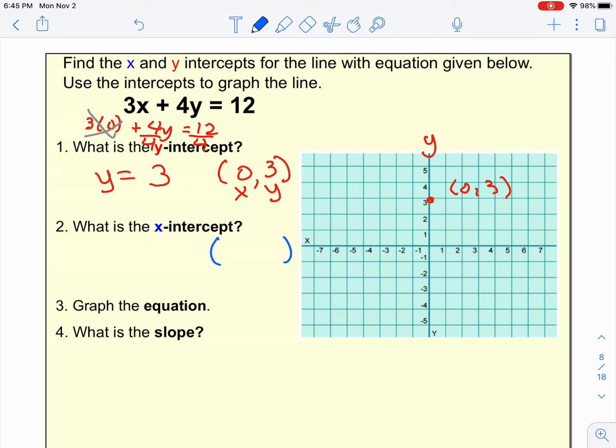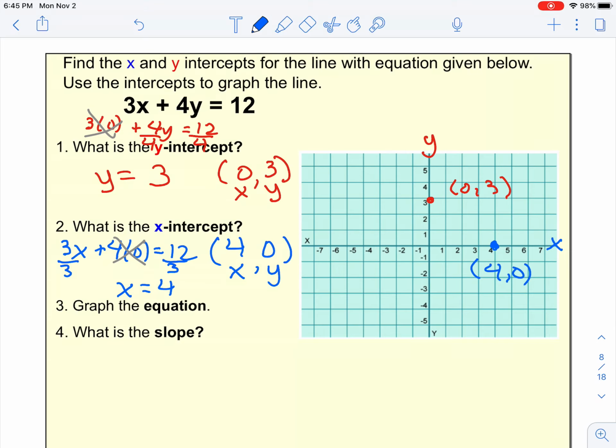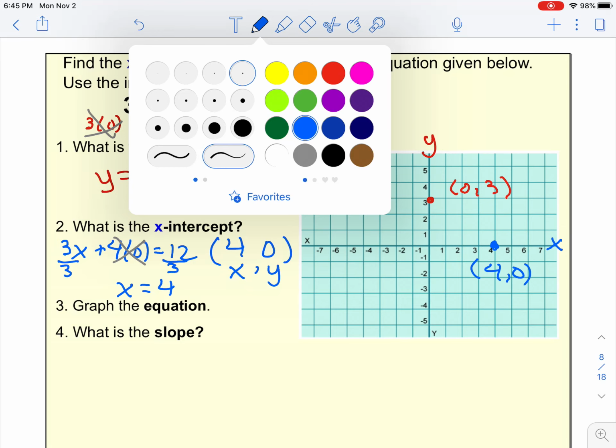So now let's do the same process to find the x-intercept. So again, for the x-intercept, I am finding the x when the y value is 0. So now I'm going to put 0 in for y. So 3x plus 4 times 0 equals 12. Again, that 4 times 0 part cancels out. That just becomes 0. 4 times 0 is 0, so I get 3x equals 12. Now I'm going to divide each side by 3, and I get x equals 4. So that means my line is going to cross my x-axis at 4, and that ordered pair is 4, 0.